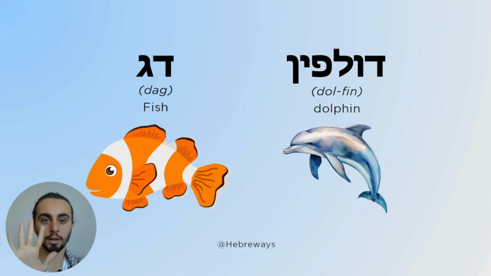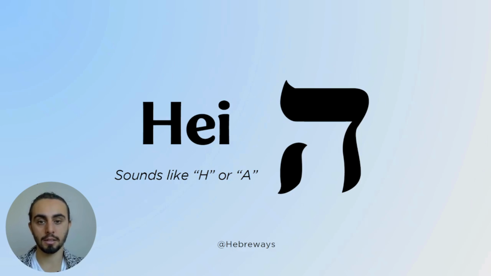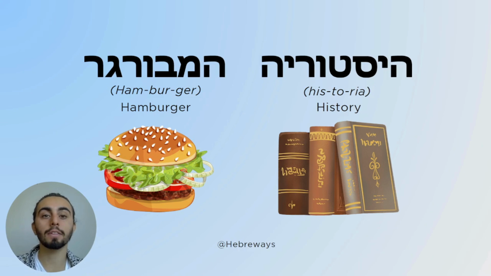Letter number 5. Hey. It's like someone saying, hey, what you doing here? Hey makes the sound of H or A. 2 examples we have here on the right. Historia, history. And on the left we got Hamburger, hamburger. Historia, Hamburger. It's like a ha sound.